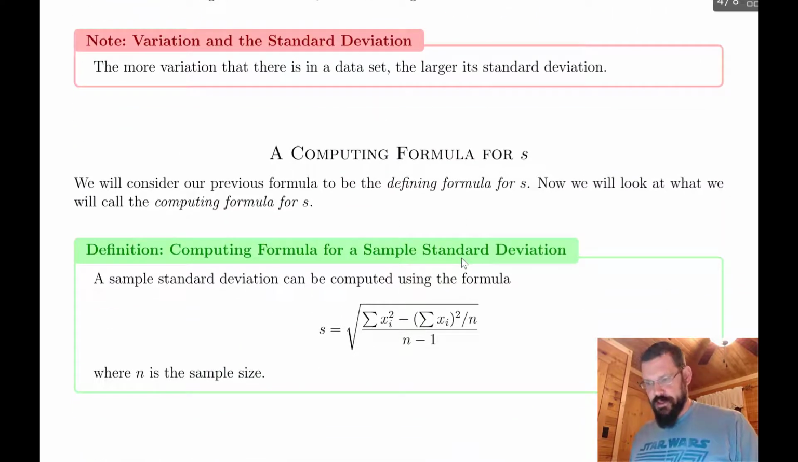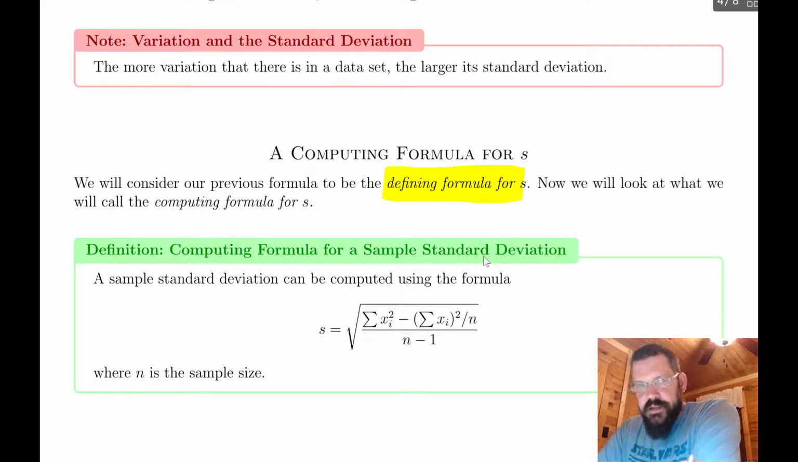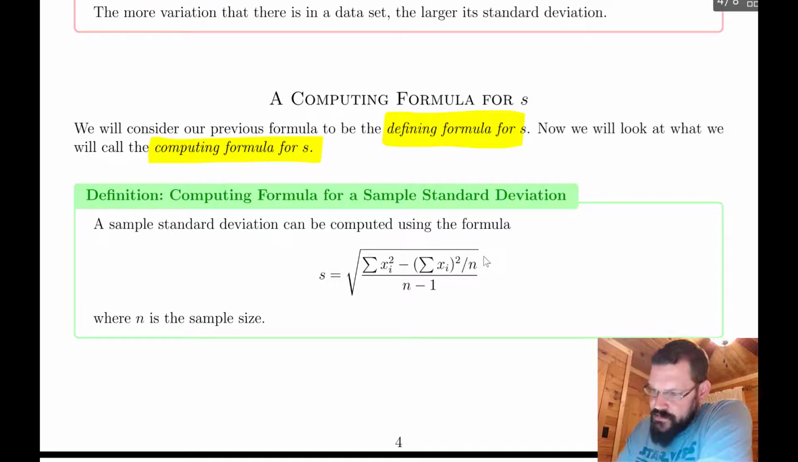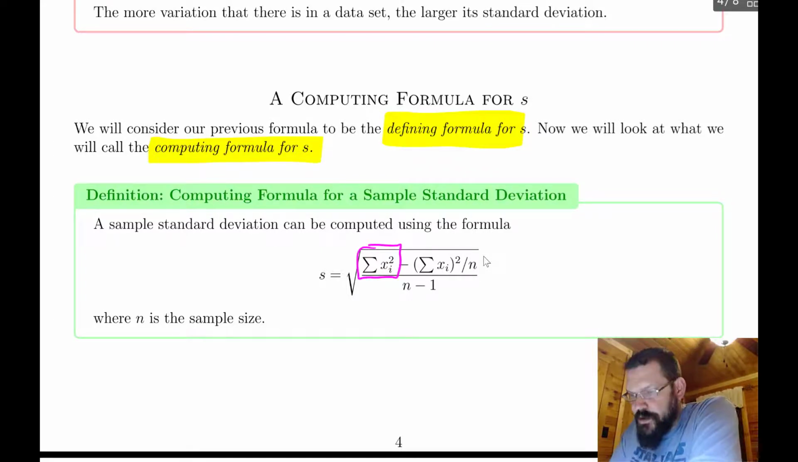So what we've looked at is the defining formula for the standard deviation. The next thing that we're going to look at is what's called the computing formula for the standard deviation. And that is given by this equation right here in the middle of your screen. And the first notation right here, this sum of x sub I squared, is we're taking all of our data points and squaring them and then adding them together.